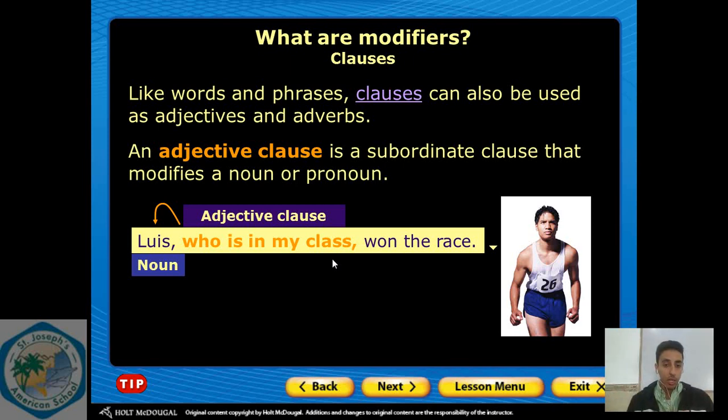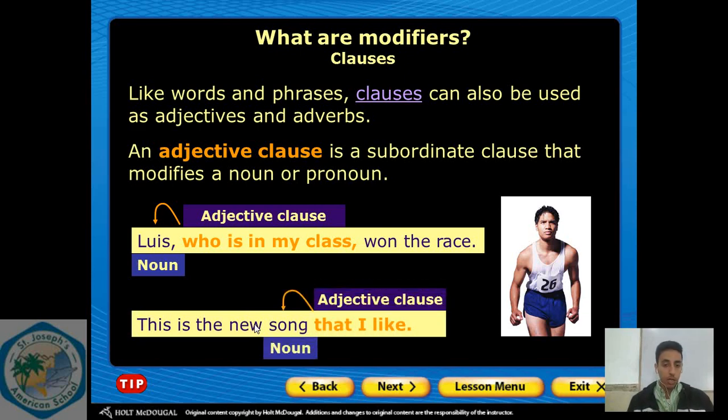As you can see here, Lewis won the race. Which Lewis? Lewis who is in my class. All of this contains a subject and a verb, and all of it behaves as a modifier for Lewis, which is a noun. That's why it's called an adjective clause. Here is another example: This is the new song. Which song? That I like.